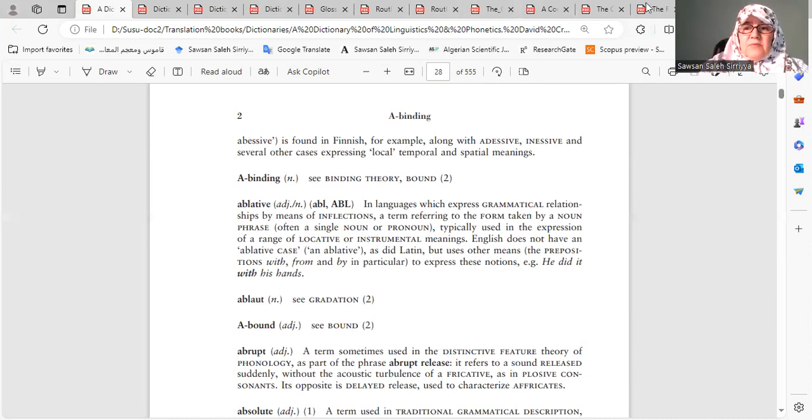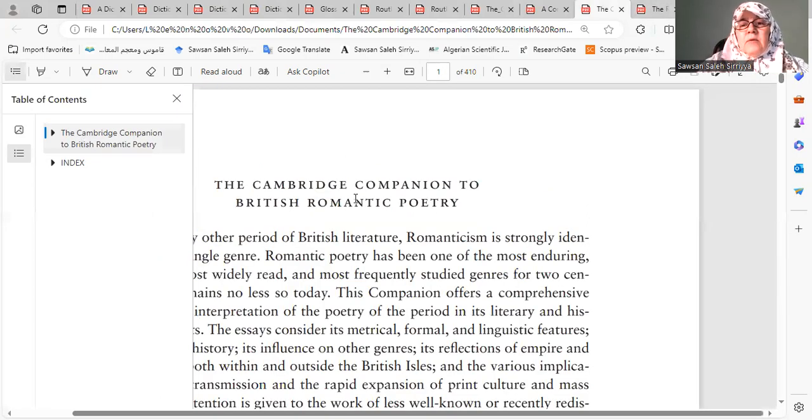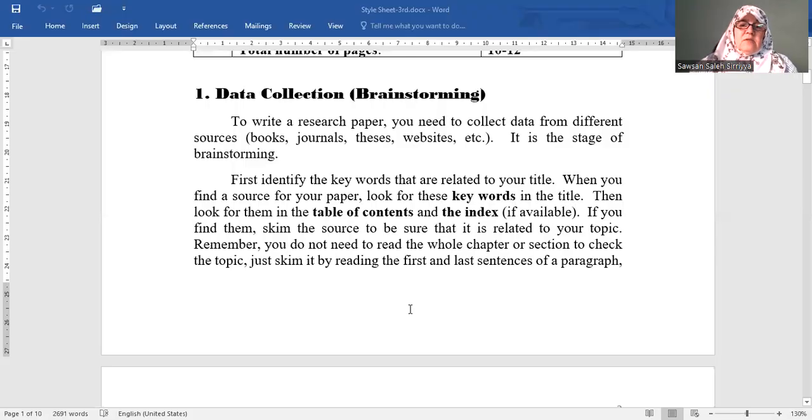Okay. As for the companion and the handbook, they contain articles, but they also provide you with the main points about the things you are writing about. So this is about the keywords. You look for them in these books. And also there is something important.